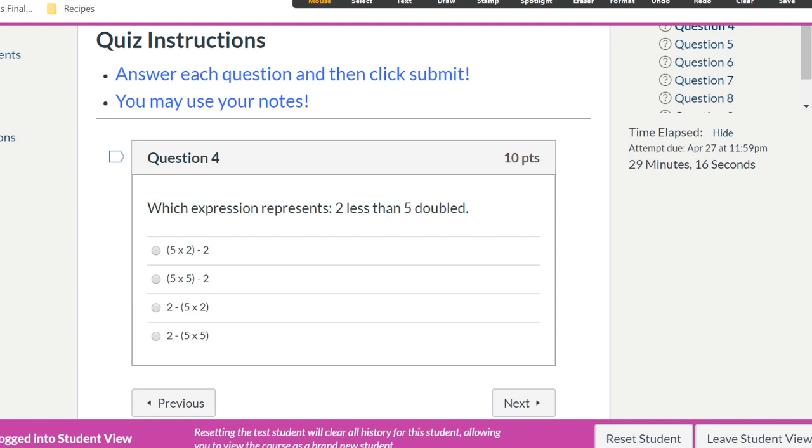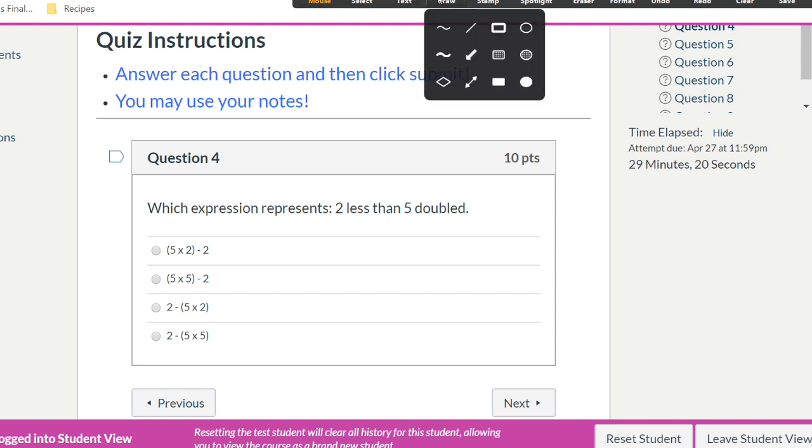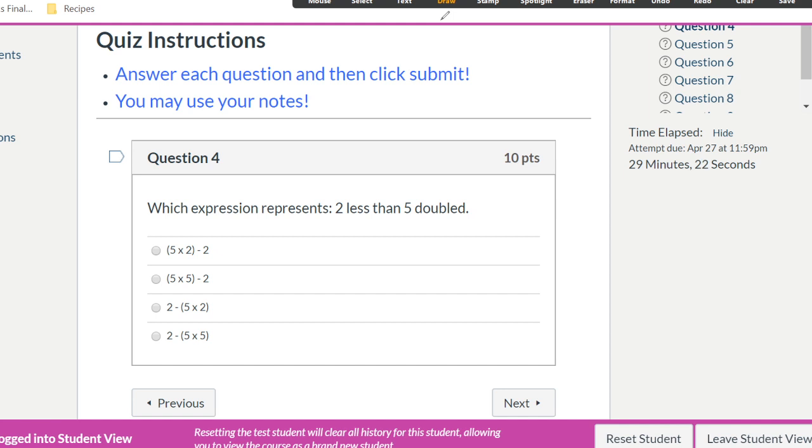Our next question says, which expression represents 2 less than 5 doubled? So if we solve it in our heads, we can figure out what they're asking already. I know that 2 less than 5 doubled means I probably have to double the 5 and then take 2 away from it. So let's go ahead and think about that. 2 less than 5 doubled.